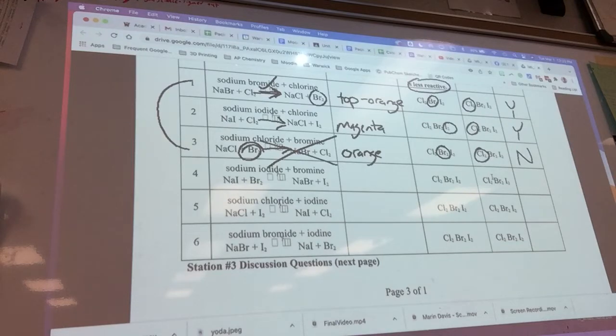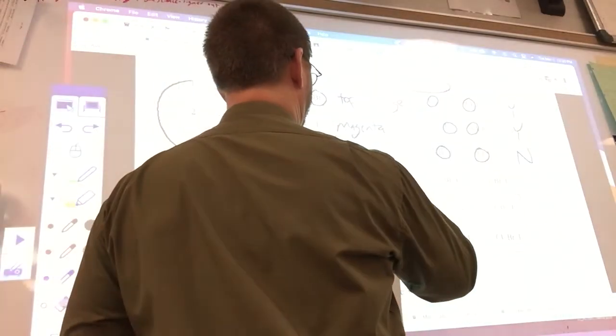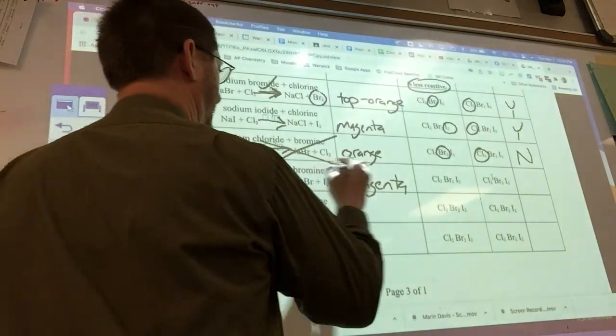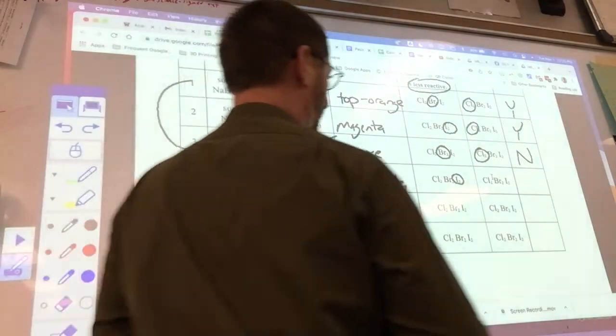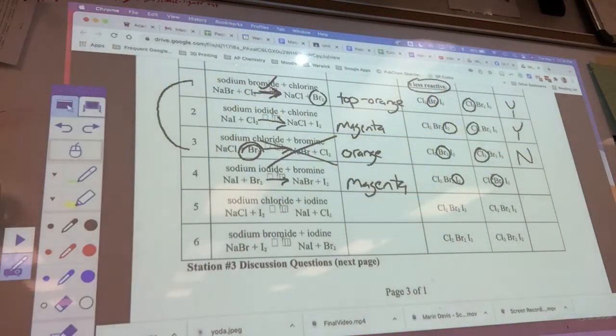I think we're up to group 3. What happened in number 4? There's a magenta top layer, yep. That tells us what is by itself. Iodine, good. Less reactive than which element? The bromine, good. And did we react to produce the iodine, or did you put in the iodine?